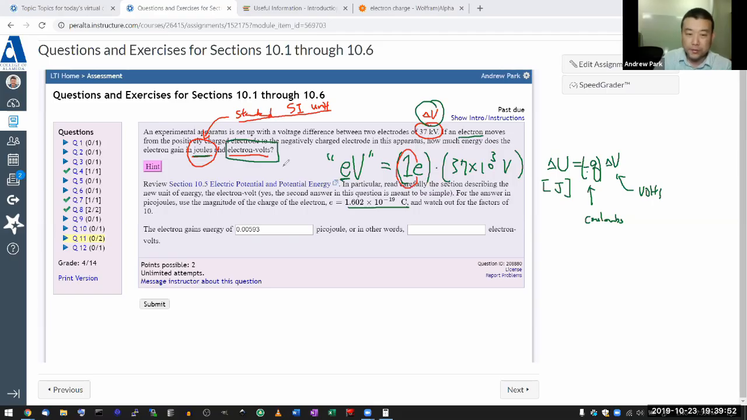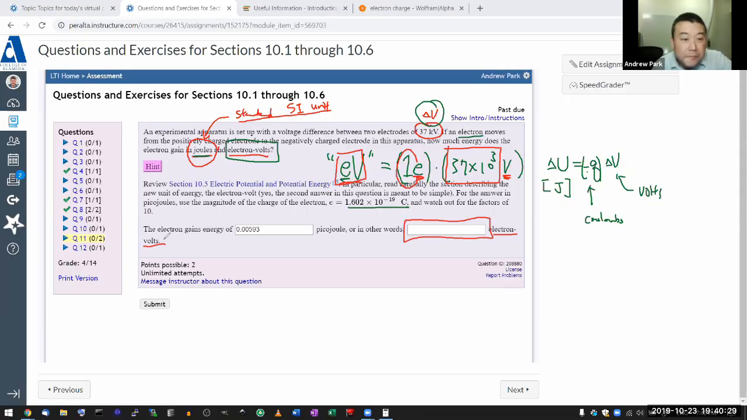And this unit of electron volts, or eV, it really works out to be a multiplication of e, the elementary charge, and volt, the electric potential difference. So when you do this multiplication, e together with the volts is going to give you electron volts. So I only really need to worry about this number, 37 times 10 to the 3, which was the amount of voltage difference. So that's going to be the answer here in terms of electron volts.